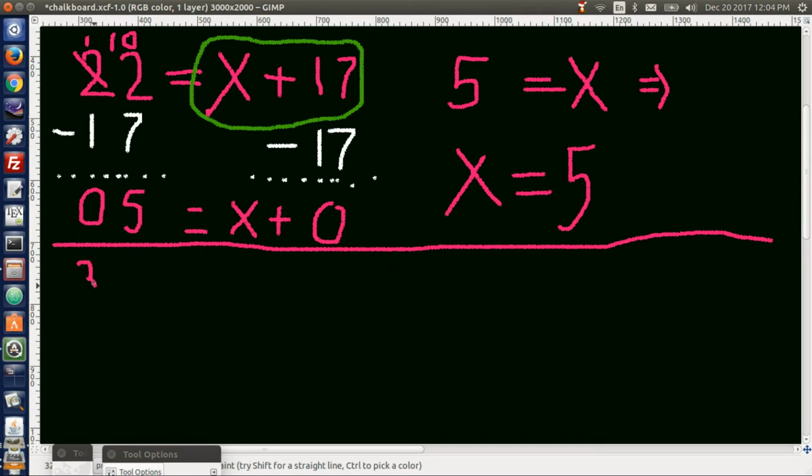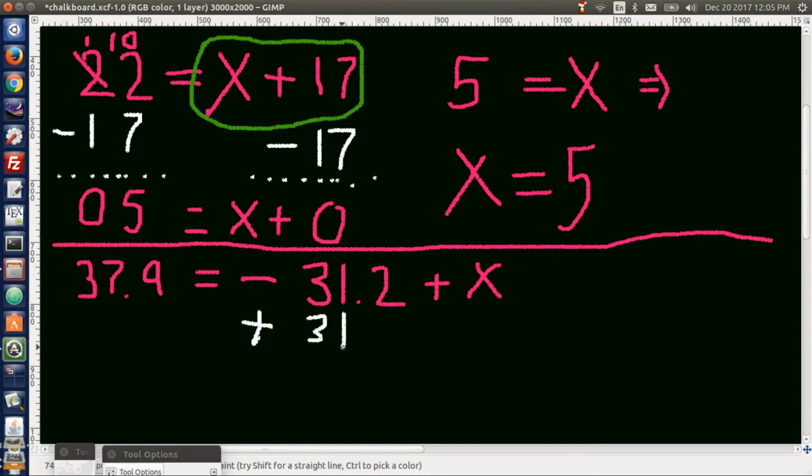Okay, let's do another one. So let's say we have 37.9 is equal to negative 31.2 plus x. So again, we must add whatever number here that was on the same side as the variable. So here we add 31.2 on both sides of the equal sign.